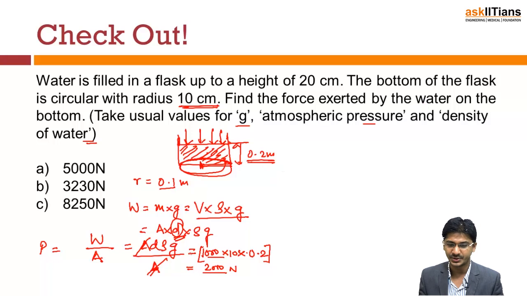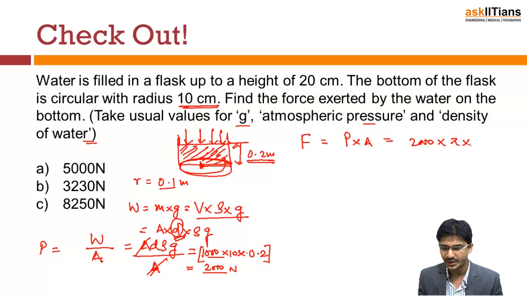Okay, so we have got the pressure. What will be the force? Force will be pressure into area. So this is 2000 into area, and the area is pi into r square. So this was rho g d, right? Density was 1000, depth was 0.2, g was 10, which gave us 2000 Newton, so fine.